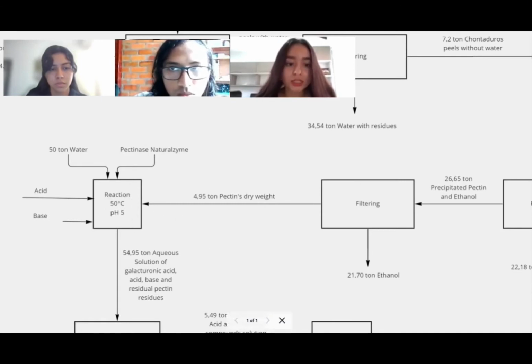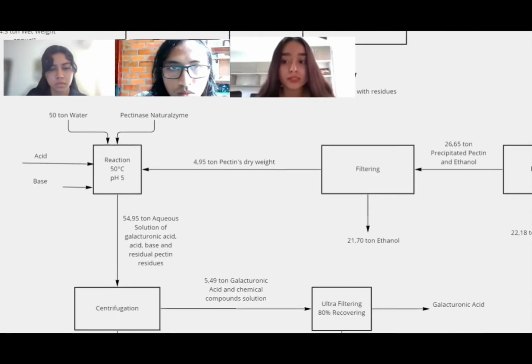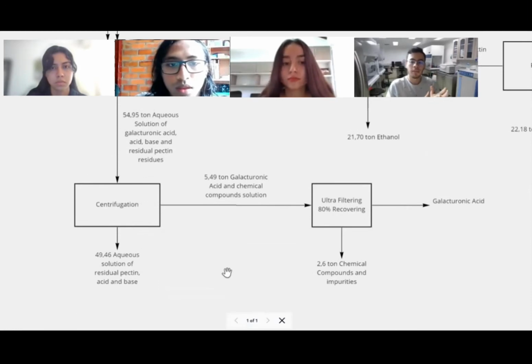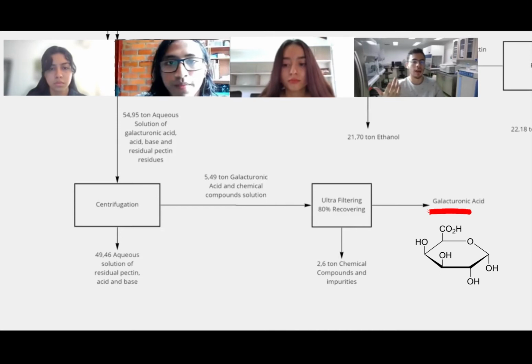Then the product of this reaction is an aqueous solution of galacturonic acid, which is our product, acid, base, and residual pectin, which could not undergo the reaction that we needed. Purification processes are made by centrifugation and ultrafiltration to obtain galacturonic acid, which is our product of interest.